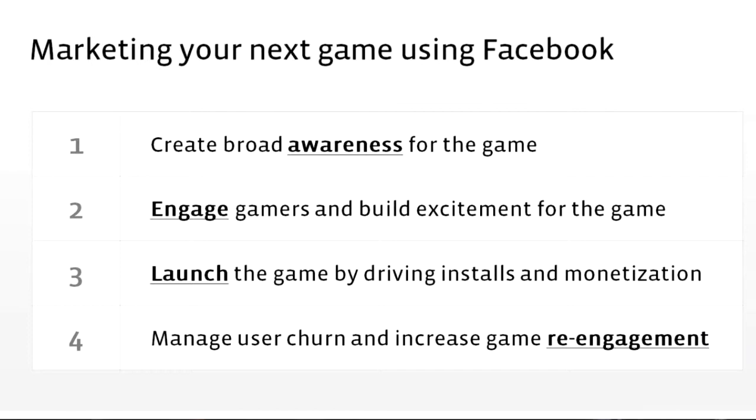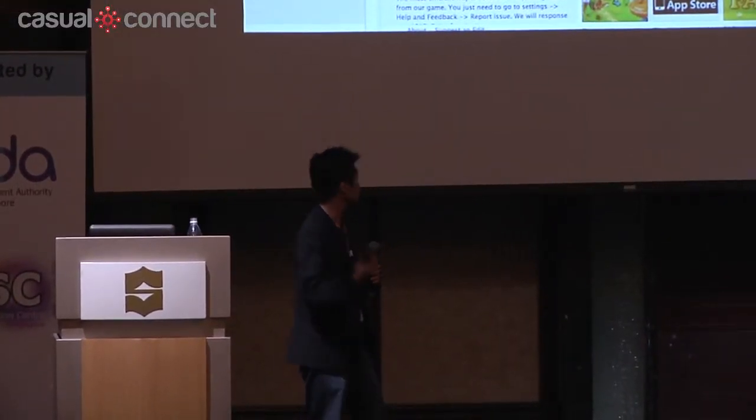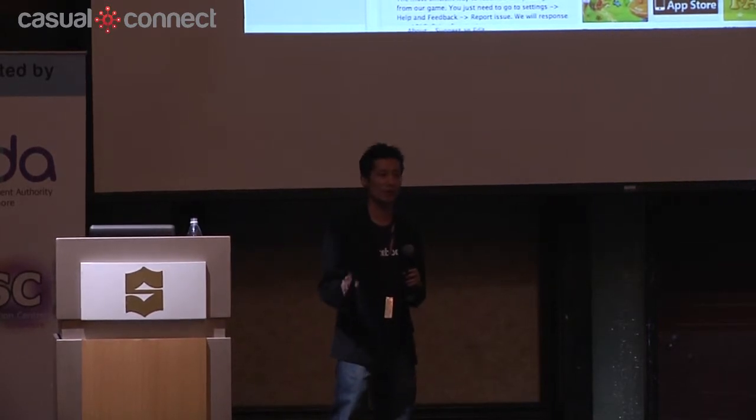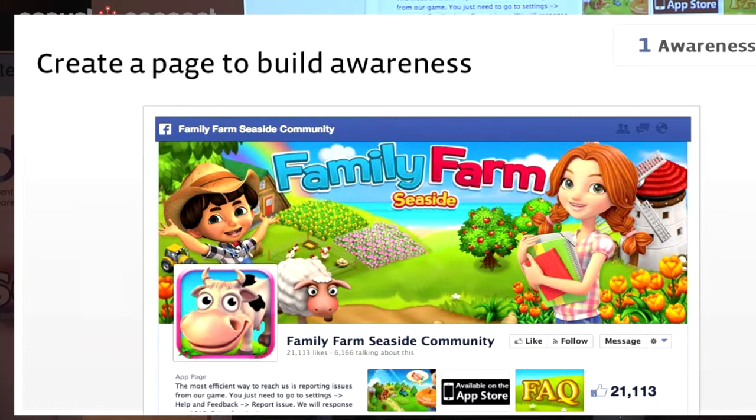It's Family Farm Seaside. This is an iOS mobile game. So now, let's go through the 4 objectives. The first one, awareness. How do you actually create awareness? You build a Facebook page for awareness. The Facebook page is the identity for your game product. You start off with a profile picture and a cover photo, which represent the game.